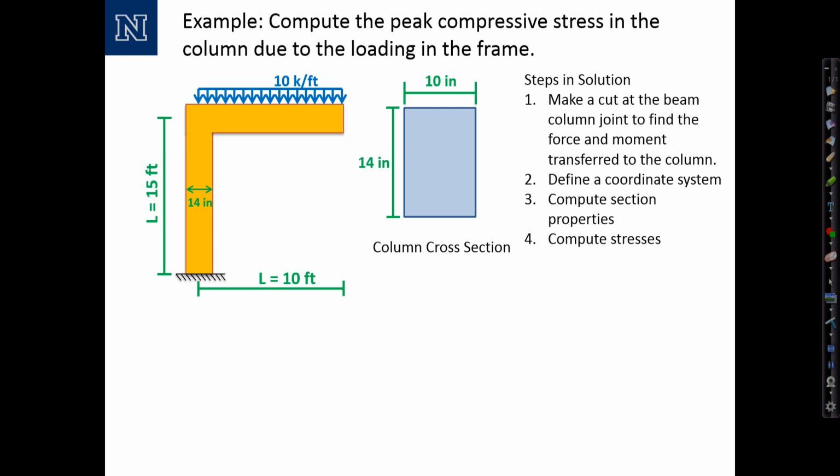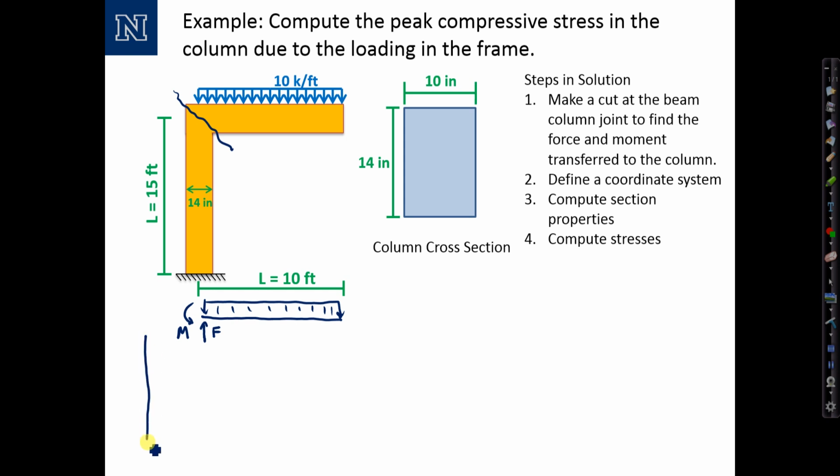When I see an L-shaped frame like this, what I like to do is make a cut at the beam column joint to find the force and the moment that are transferred to the column. I'll show you what I mean here. If we make a cut and do a free body diagram to the right of the cut of just the beam portion, we can consider this as a cantilever beam. At the left end, where the joint is, the beam is going to develop a reaction force F and a moment M in the direction that I've drawn.